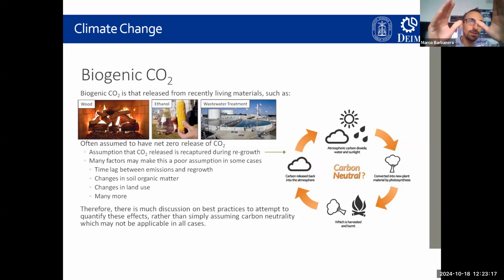And so in this scenario, the biogenic greenhouse gas emissions should be added to the fossil greenhouse gas emissions, because they are not recaptured during this time frame.